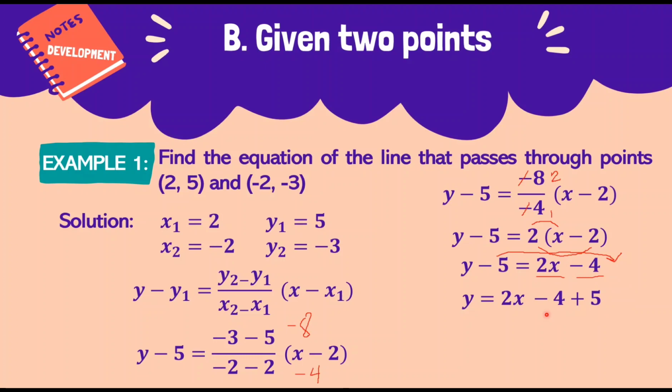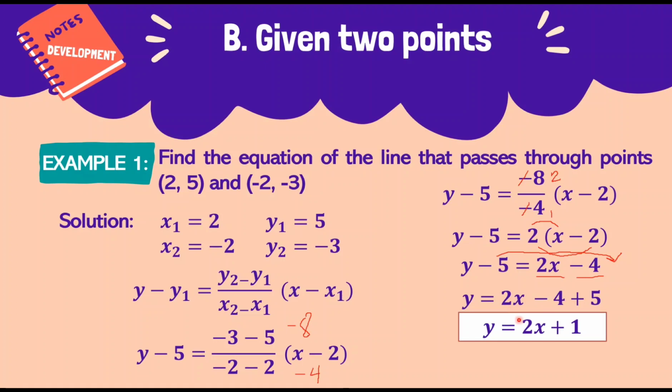And then, let us combine like terms. So, syempre, meron tayo ditong constant term. We need to combine this. We have negative 4 plus 5. So, since magkaiba yung sign, ang susundin natin ay yung sign ng mas malaking number. So, between 4 and 5, syempre, mas malaki yung ating 5. So, therefore, we need to follow the sign of 5, which is positive, and then proceed to subtraction. So, therefore, we have y is equal to 2x plus 1. So, negative 4 plus 5, so the answer is positive 1. So, that will be our equation of the line written in slope intercept form.